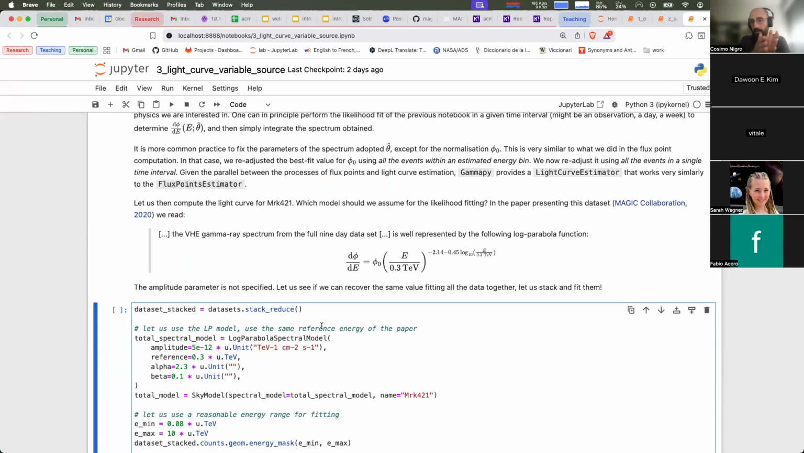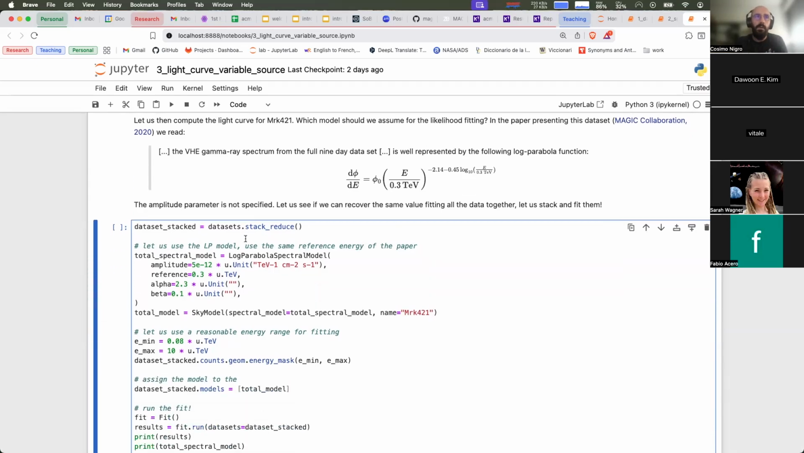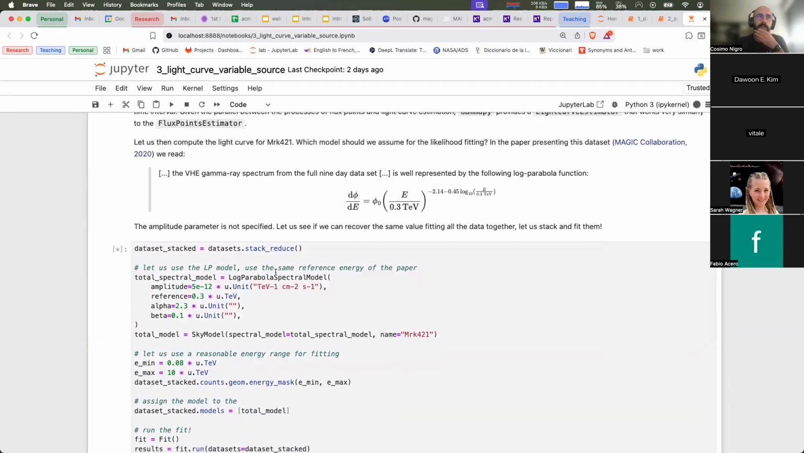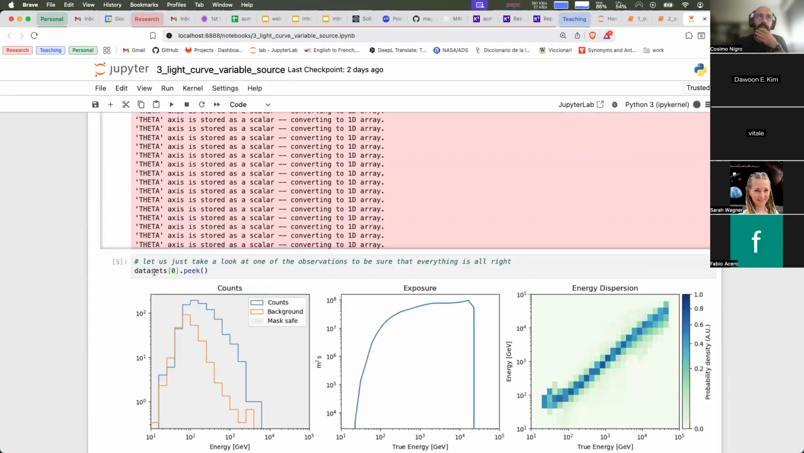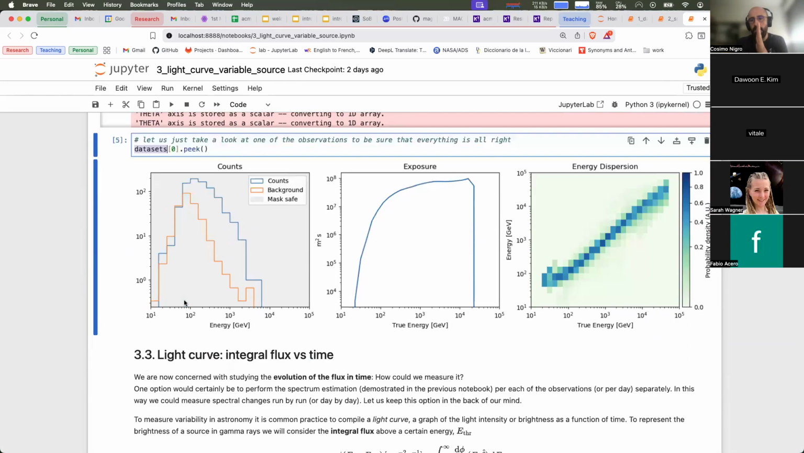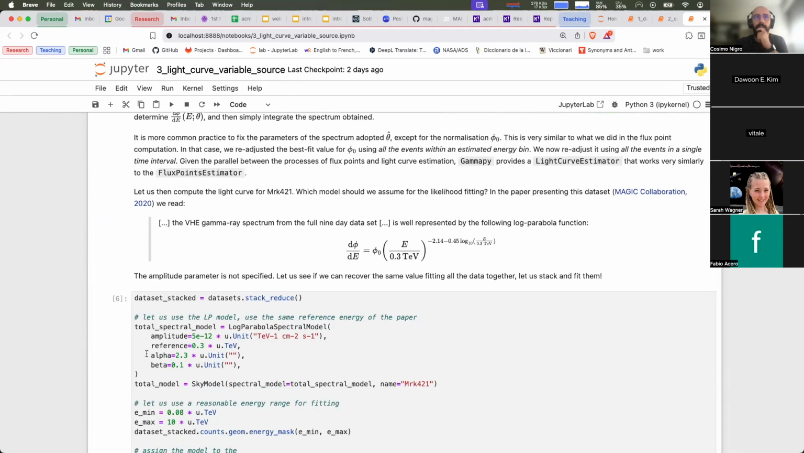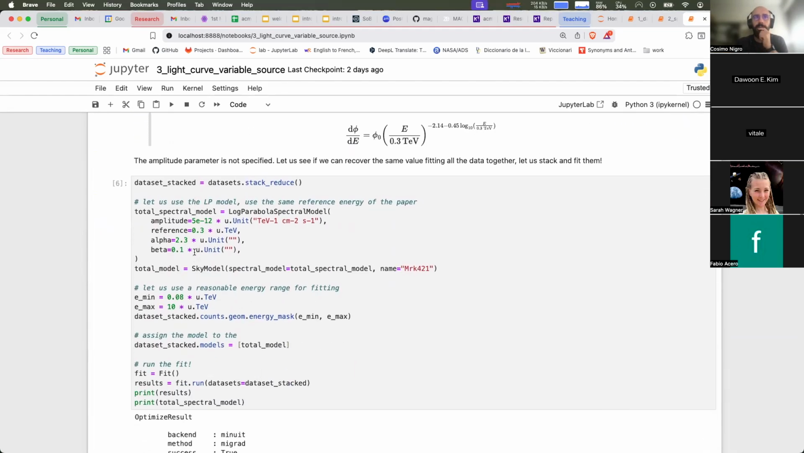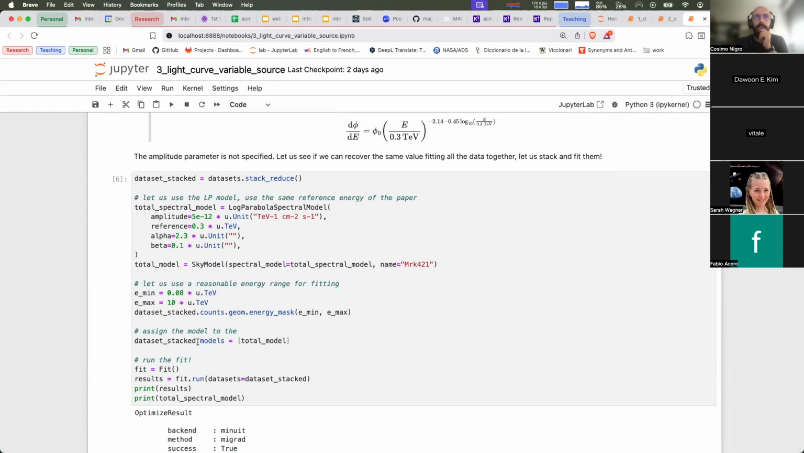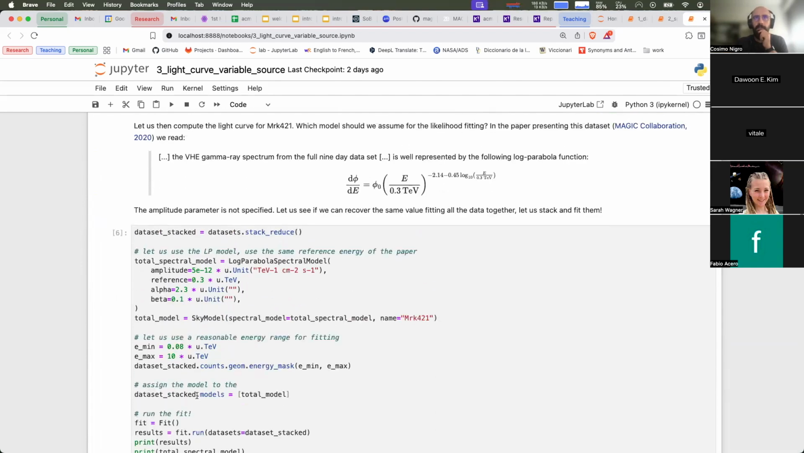So we need a starting point to estimate the flux bin by bin, time bin by time bin. Let's just stack the observations together and use the spectrum that describes all the observations, this average spectrum, as a starting point, okay? So this is what I'm doing here. I now have 2 datasets. One called datasets that contains all the observations individually, and a stacked dataset that contains all the observations together. And then I basically repeat the fitting procedure as before.